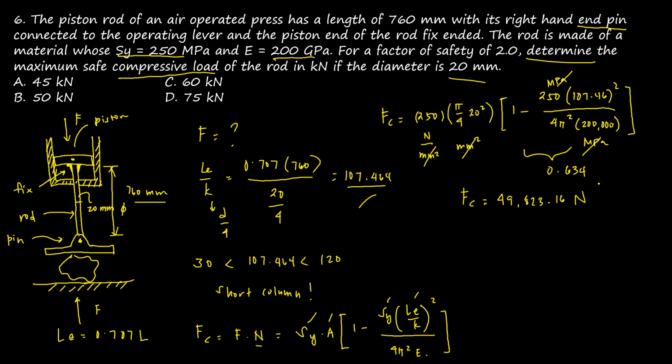newtons. And the choices is requesting for a kilonewton, obviously. So just divide it by 1,000, kasi 1,000 newton in every 1 kilonewton. So the answer is 49.82 kilonewton. So we may say that this is rounded off to 50 kilonewtons. And the answer is, ayan, letter B, 50 kilonewtons.